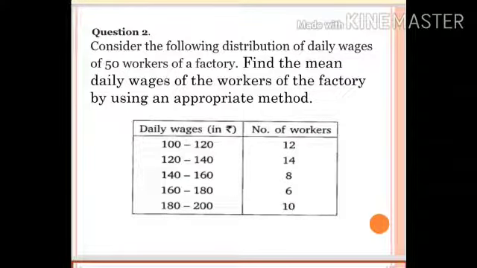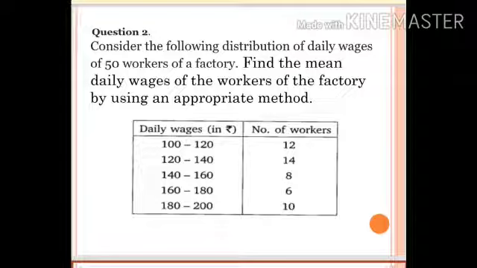Let us take the second example from exercise 14.1. Consider the following distribution of daily wages of 50 workers of a factory. Find the mean daily wages of the workers of the factory by using an appropriate method. So here we are using the step deviation method.